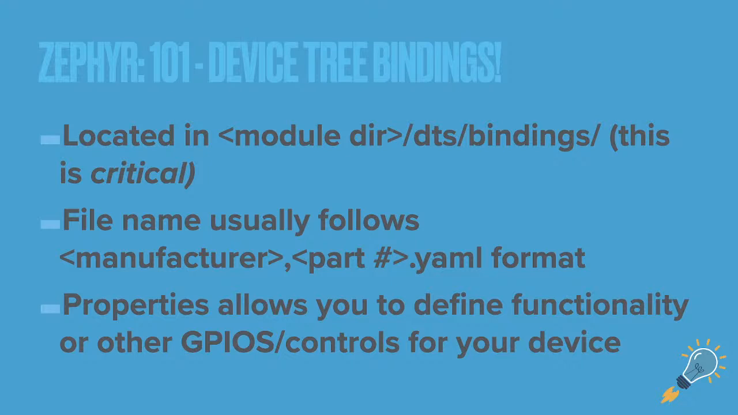So you can see that it's important to have it in the DTS bindings folder. This is critical, or else it won't find it. Again, very important. These conventions are very important, unless you set in your module.yaml a different location. So something to keep in mind. And then the file name has this convention, and you'll see why in a second. Typically manufacturer, comma, and then the part number. And then, as you saw before, the properties allow you to define different functionality, GPIOs, or even setting different functions.